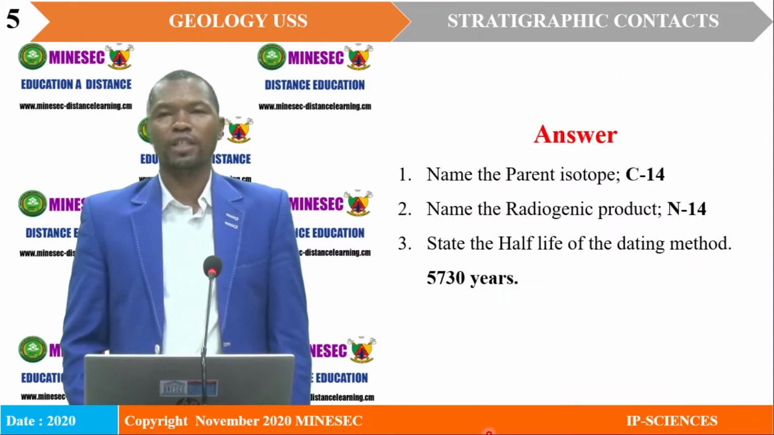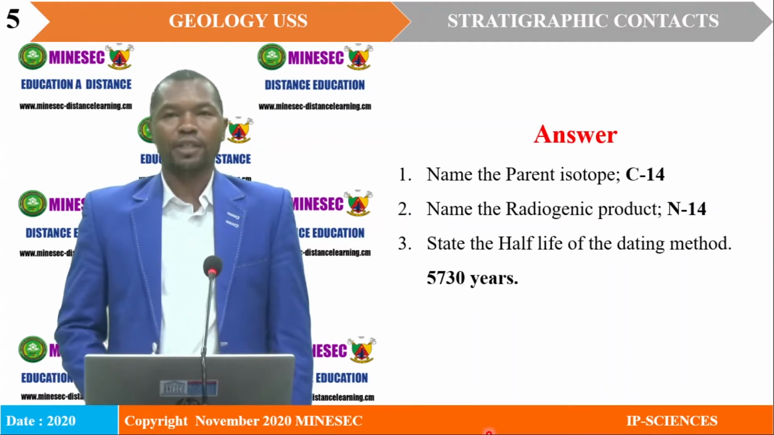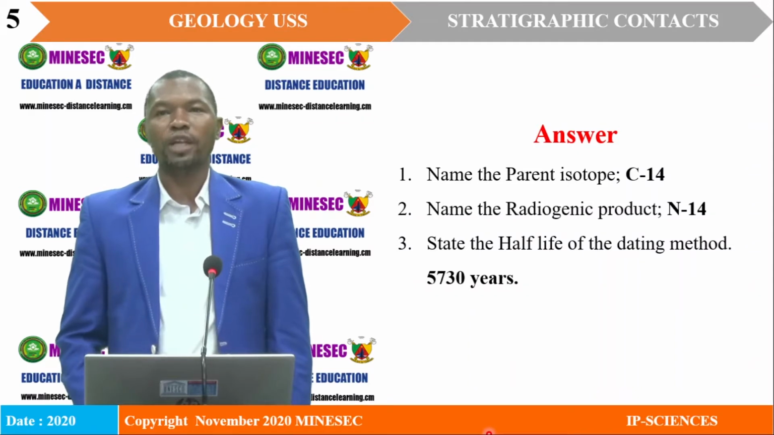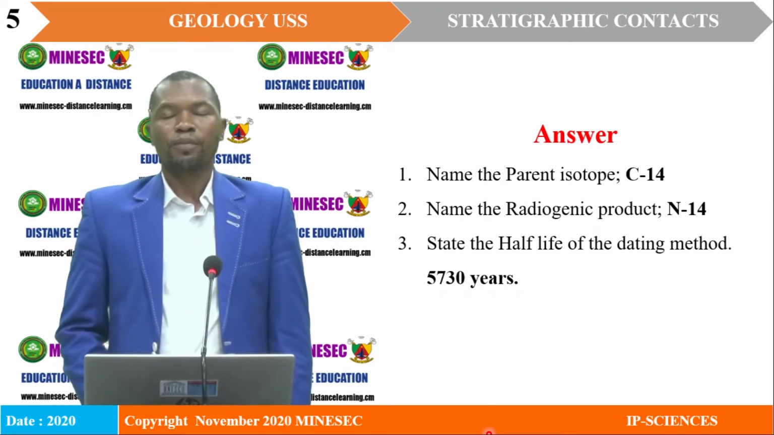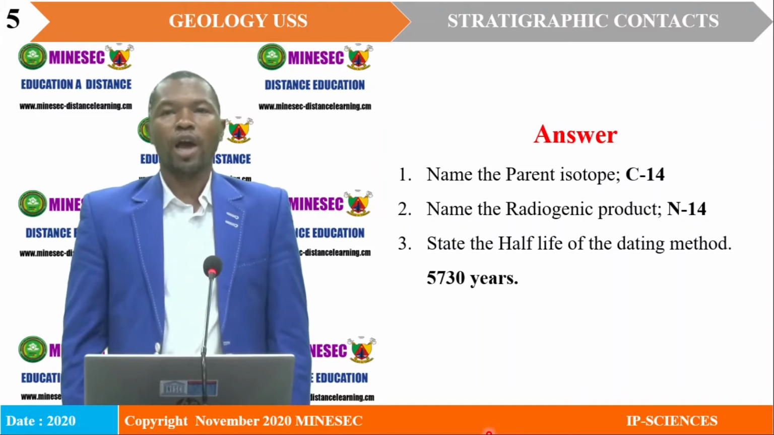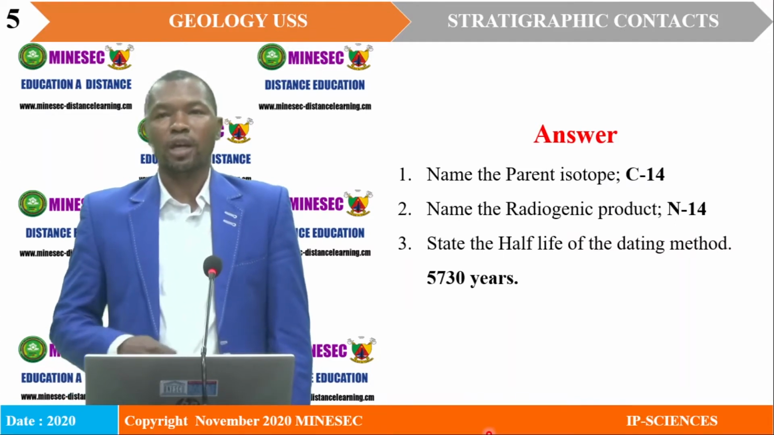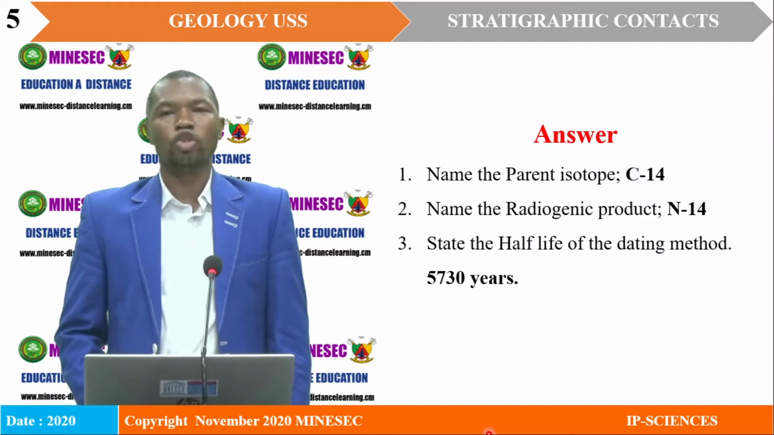The questions we were supposed to answer after looking through this extract that this lady discovered in the field were: one, to name the parent isotope for the analysis of the radioactivity. The common parent isotope is carbon-14, while the name of the radiogenic product is nitrogen-14. That is why she recalled the carbon-nitrogen dating method. Now, we are equally expected to state the half-life of the dating method.